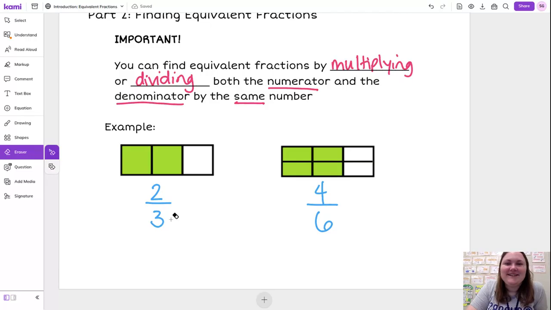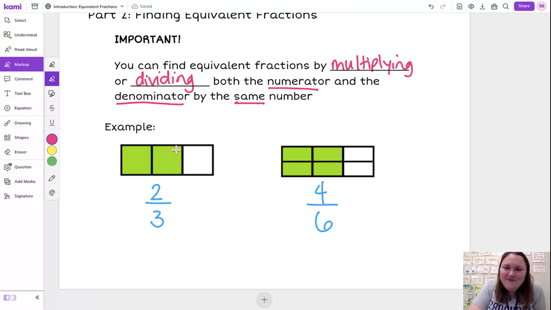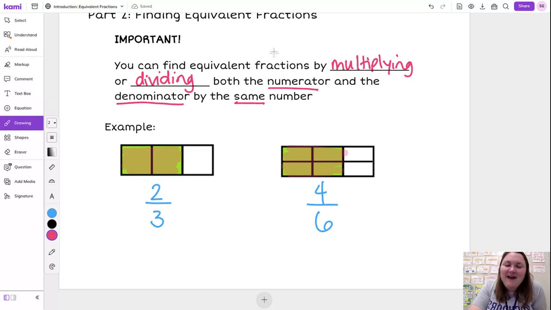This is what we did in yesterday's lesson. Today's lesson is all about looking at those two pictures and noticing that the green part is the same amount, just like the pizza. If we focus on this part that's colored in here and this part that's colored in here, that part that's colored in is the same amount. That means these two fractions are equivalent. They're equal. The way we can show that with math is using multiplication or division. It has to be by the same number.